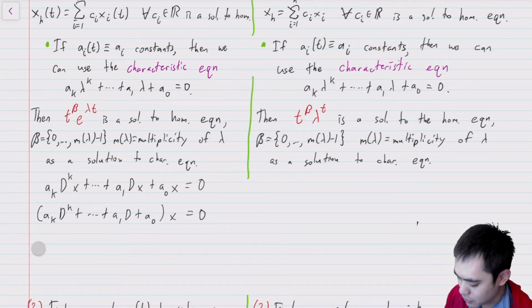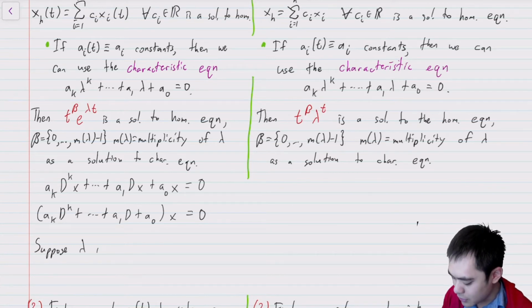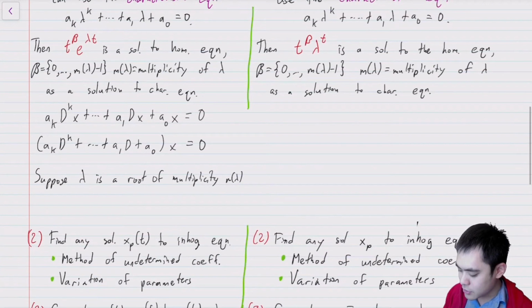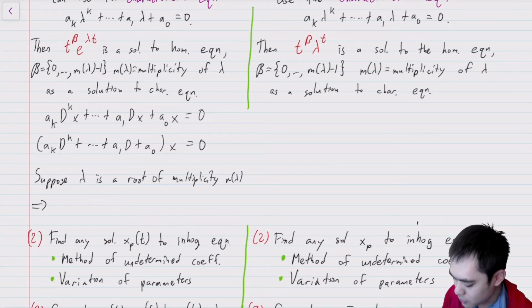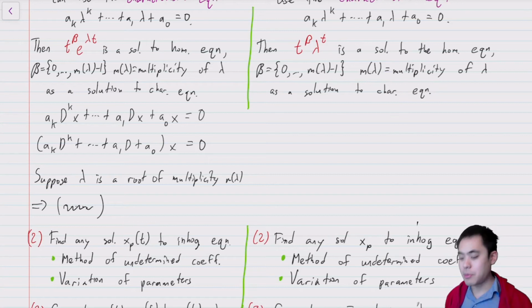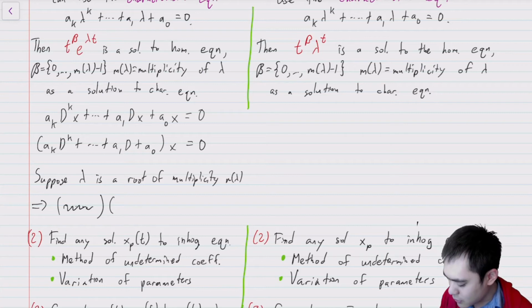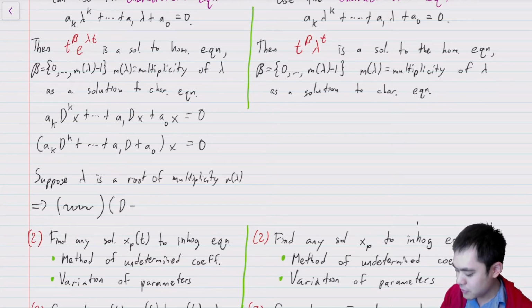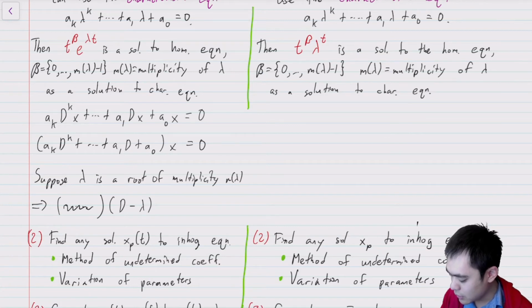So here we're going to factor the characteristic equation. And let's suppose that lambda is a root of multiplicity m of lambda. So then you end up with something, I don't know what this is, so I'm just going to put in something, and we're going to factor this out. So you're going to end up with (D minus lambda) to the m of lambda applied to x is equal to 0.